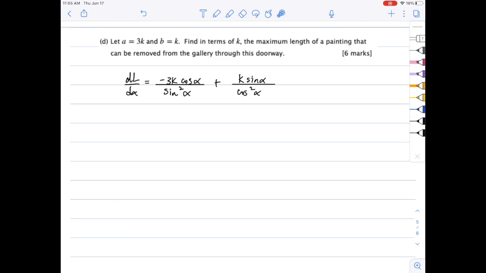Okay, so here it says let A be equal to 3k, B equals k. Find in terms of k the maximum length of a painting that can be removed from the gallery through this doorway. So again, they're asking you for the same thing. They asked for the max length of the painting. The max length of the painting will correspond to the min of L.